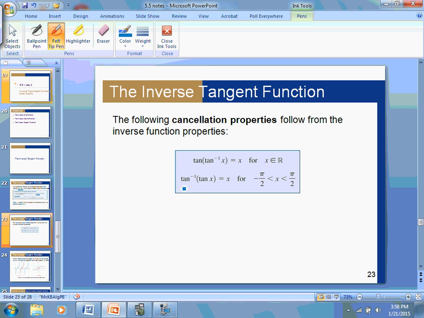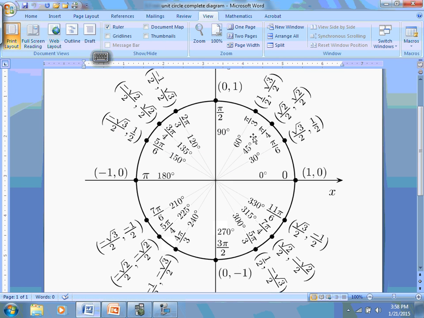If you're taking the inverse tangent of a tangent of some value, that value has to be between negative pi over 2 and pi over 2. So again, on our unit circle, if we're staying between negative pi over 2 and pi over 2, we're on that right side, the first and fourth quadrants of the unit circle. So it's very similar to the sine function.